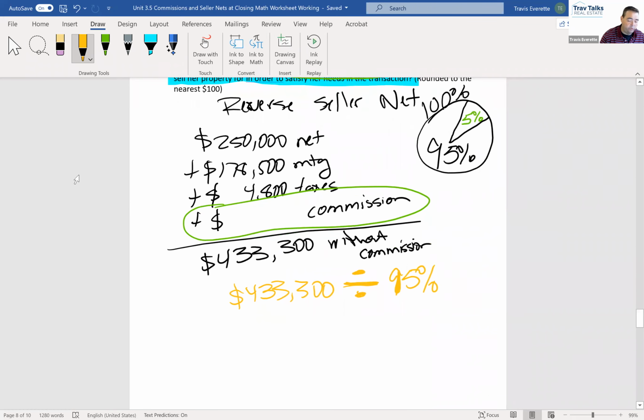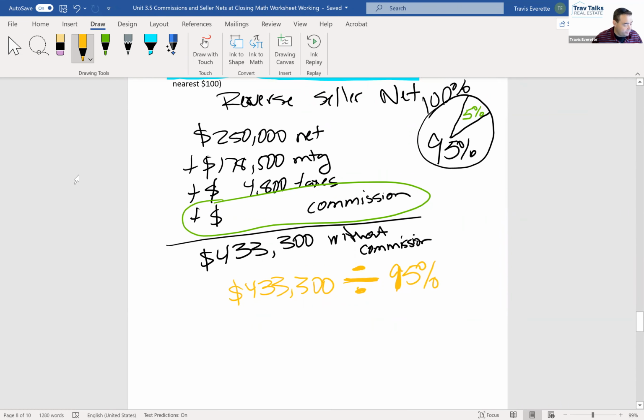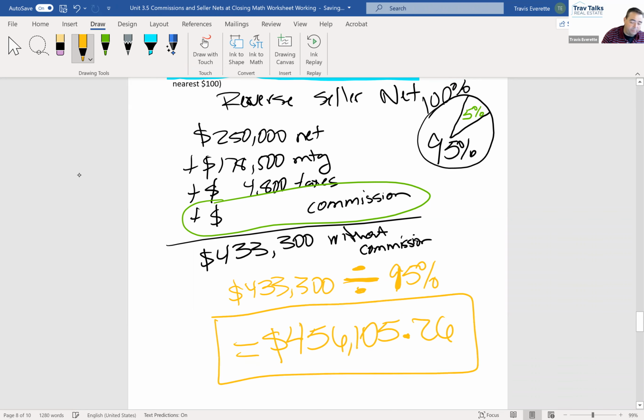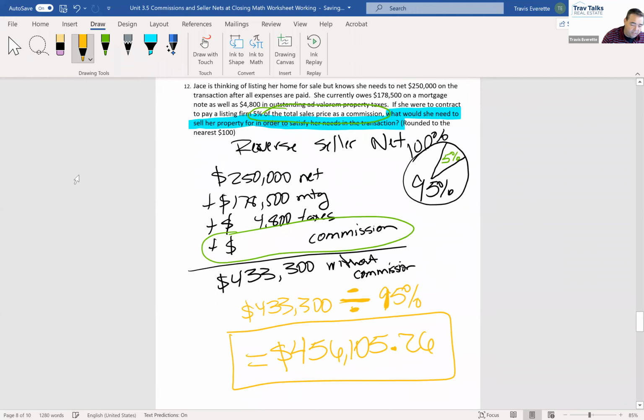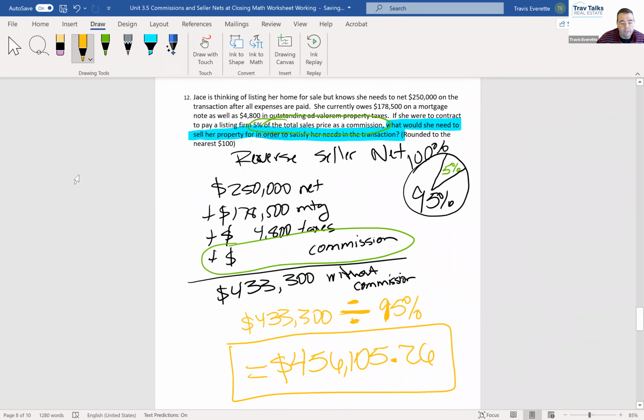So 433,300 divided by the 95, and then the percent button, stop. That's your last button press. Whenever you press the percent button, they need to sell this property for $456,105, and about 26 cents in order to satisfy their needs. For them to net $250,000 on that property, they need to sell that thing for a little more than $456,000. That's again a reverse seller net.